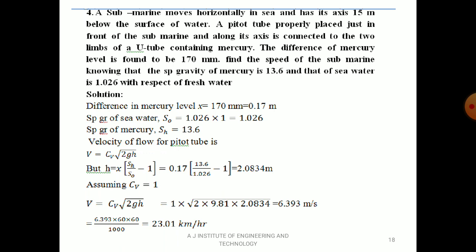23.01 kilometer per hour. I again repeat: to convert to kilometer per hour, first convert meter to kilometer. That can be done by dividing by 1000, so 6.393 divided by 1000. Now 1 second is 1 divided by 3600 hour, because 1 hour equals 3600 seconds, so just cross multiply. 1 second is how much? So we are going to get 1 divided by 3600 in the denominator, so 3600 goes to the numerator. So 6.393 into 60 into 60, or 3600, divided by 1000 equal to 23.01 kilometer per hour. So that's the velocity.